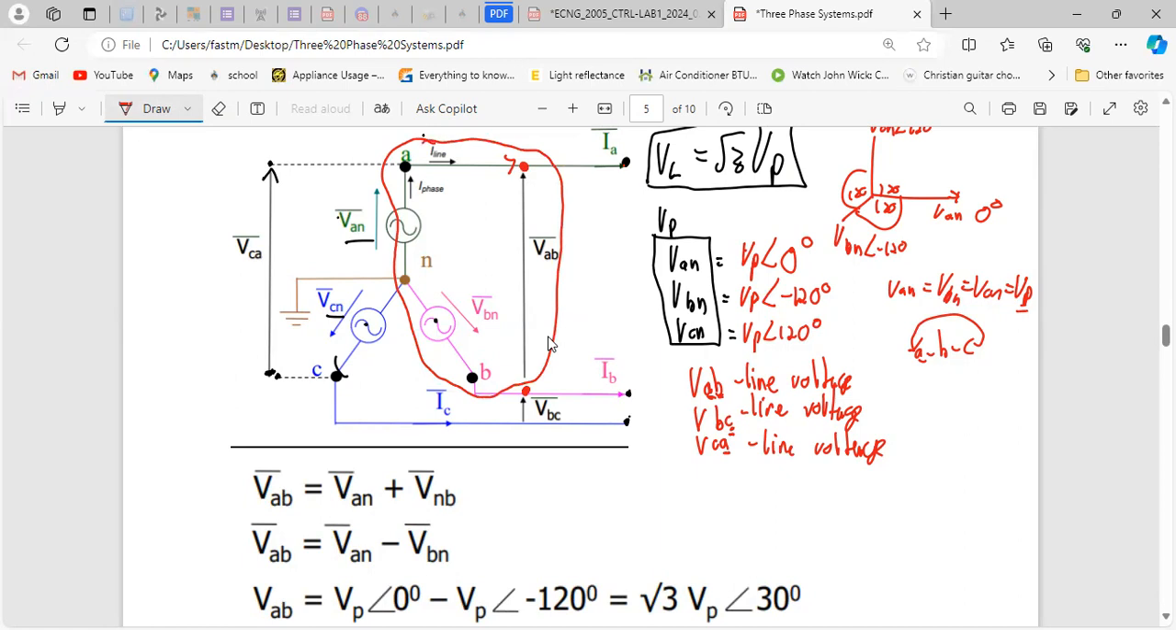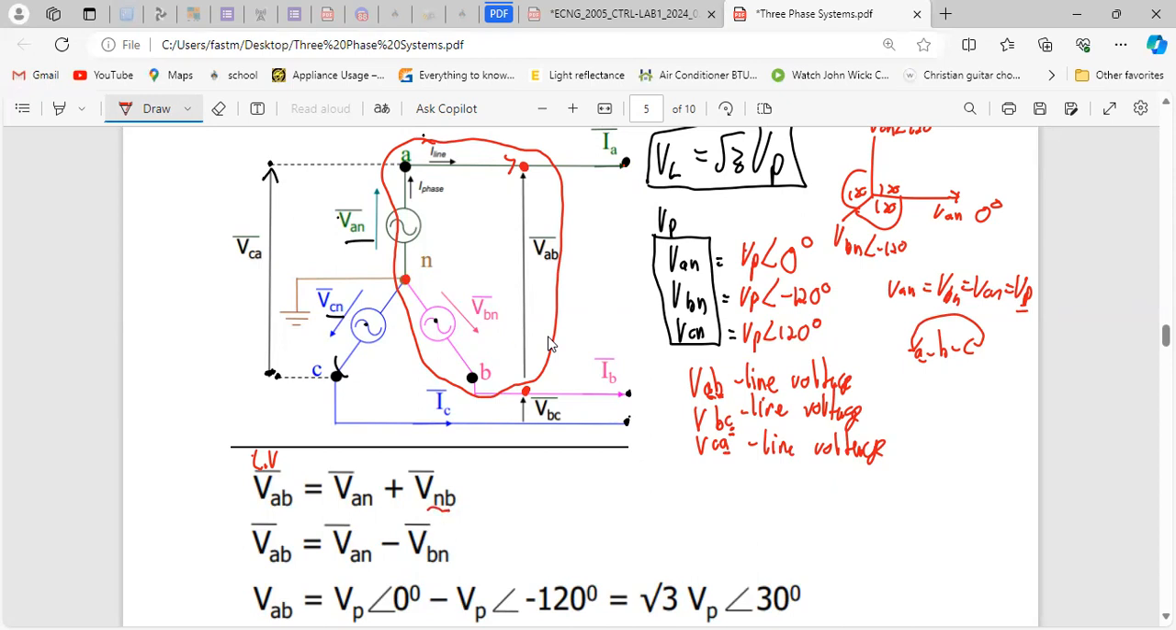Just look at that. You can clearly see mathematically that if I add up these two, I will get this long one going between, right? So if I draw an equation for VAB, which is your line voltage, your first one will be VAN, plus VNB.